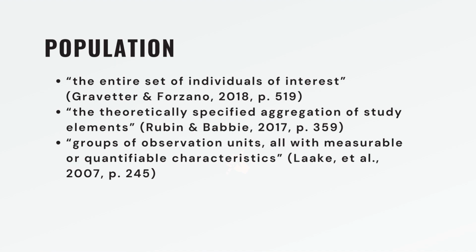To do so, we must first create a distinction between the concepts of population and sample. According to Graviter and Farzano, population is the entire set of individuals of interest to a researcher. Rubin and Babi define it as the theoretically specified aggregation of study elements, while Lake et al. stated that, for epidemiological purposes, a population may be considered as groups of observation units, all with measurable or quantifiable characteristics.